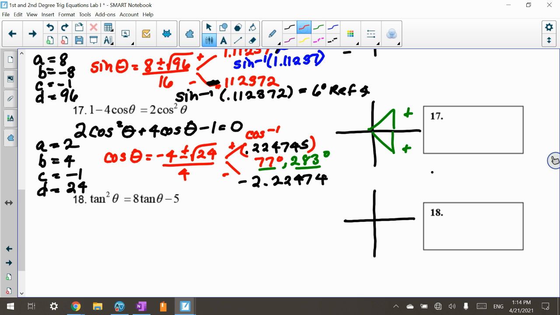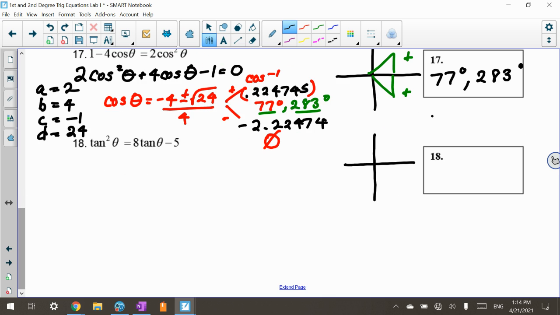Here, I put inverse cosine of negative 2.2. I get a big empty set because it's smaller than negative 1, I should say. So that doesn't work, and it's an error, and it's undefined there. So I only have 2 answers there: 77 degrees and 283 degrees.